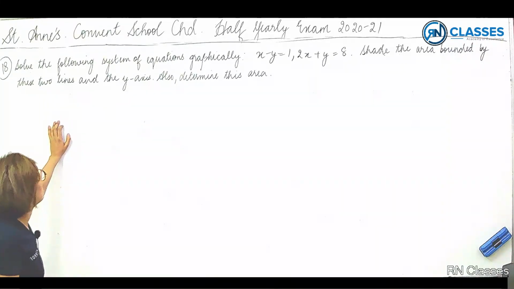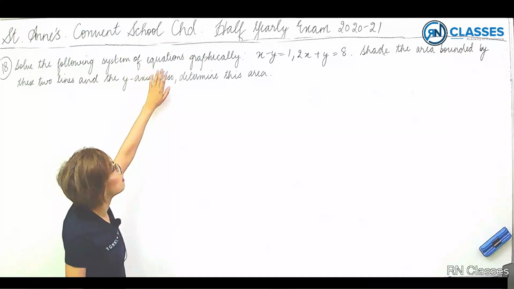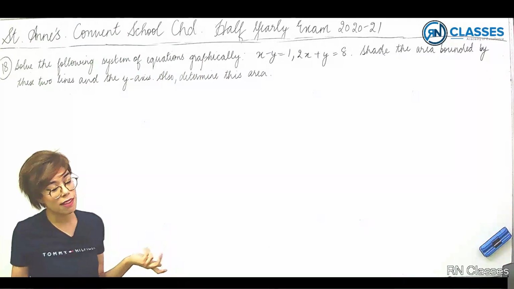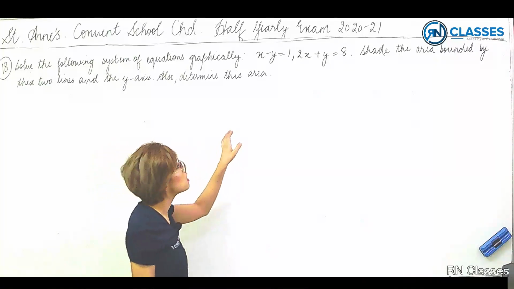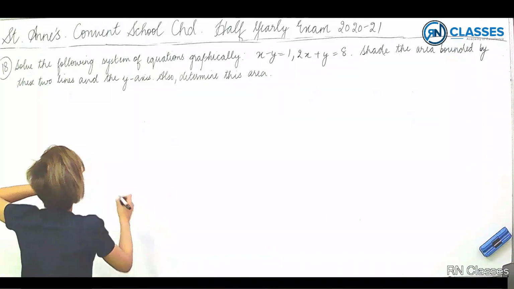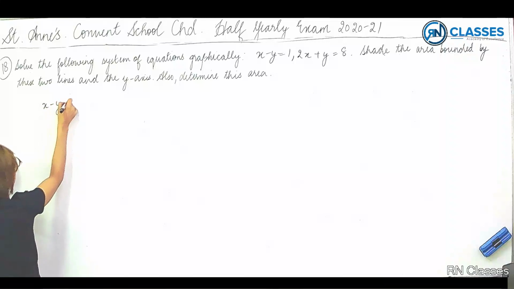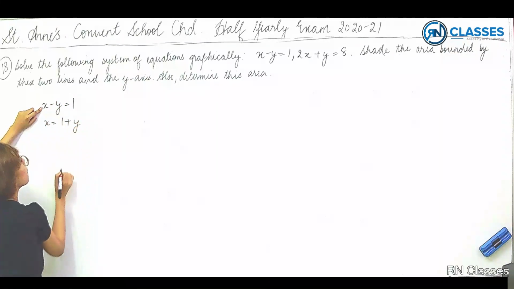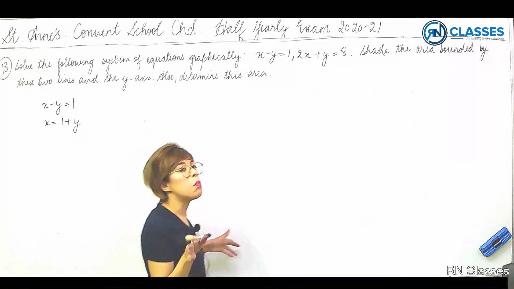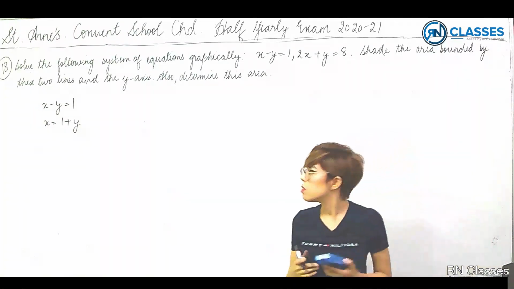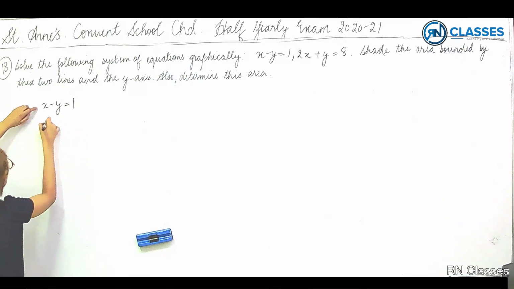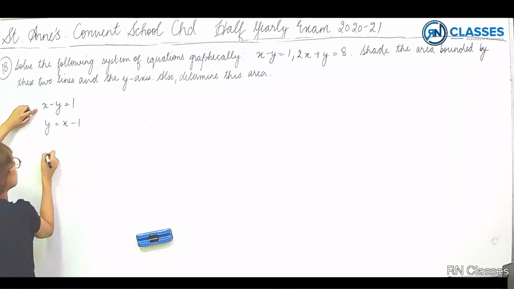So question number 18. Solve the following system of equations graphically. Right, graphically. So obviously I need to make the graph. So let's make the tables first. So x minus y equal to 1, right? x minus y equal to 1. Or I can write x equal to 1 plus y. Or maybe I should write y in terms of x, right? That sounds better. Whatever. So y is equal to x minus 1.